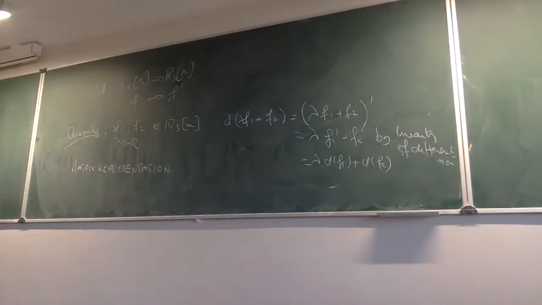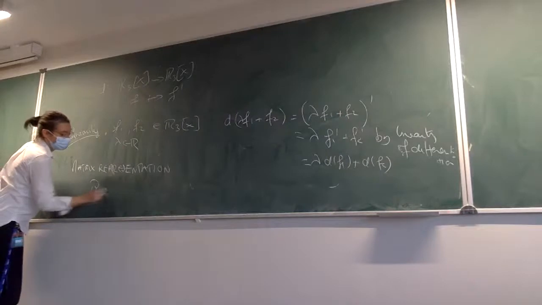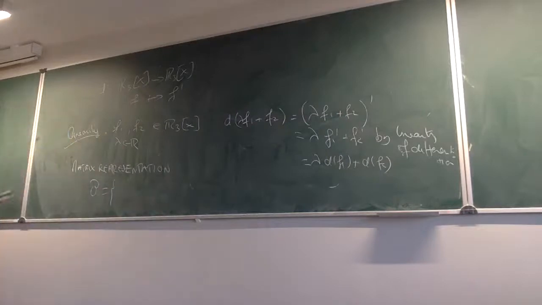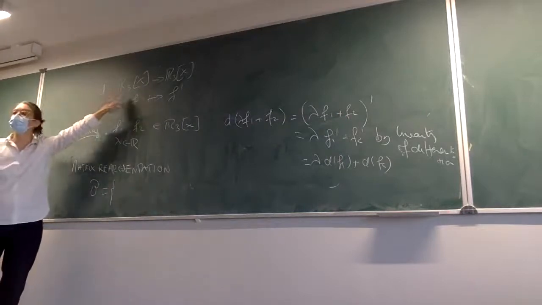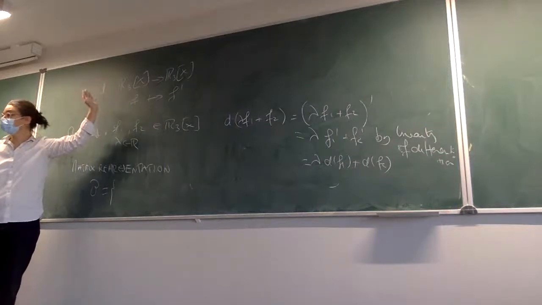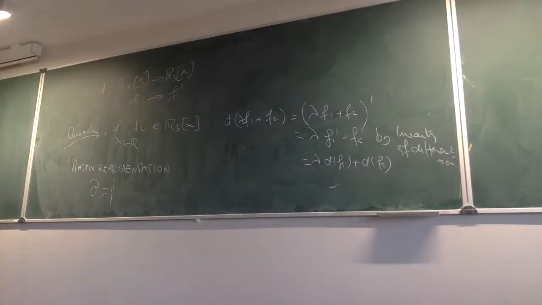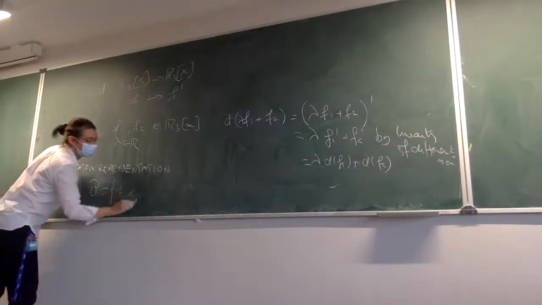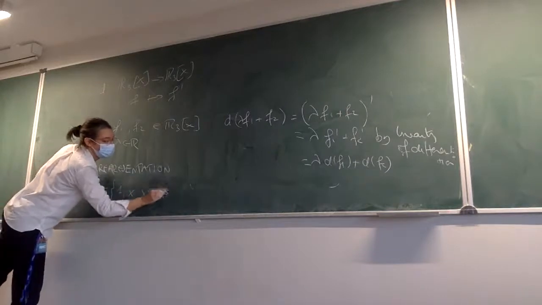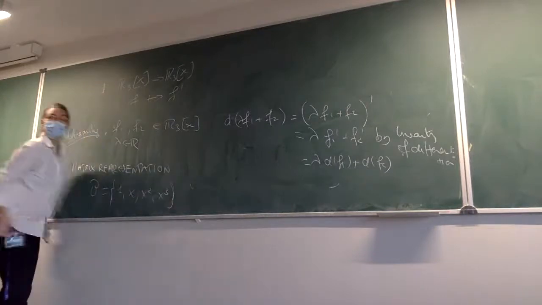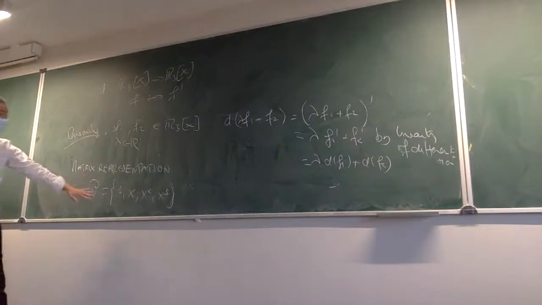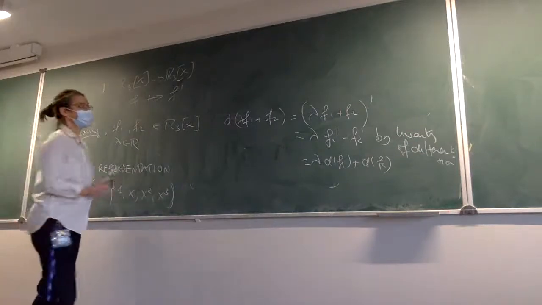To have a matrix representation, I need a basis. My usual standard basis is going to be the standard basis of the polynomials of degree at most 3. So what is that? X squared, yeah. So it's the polynomials.